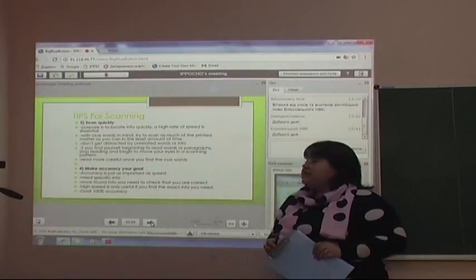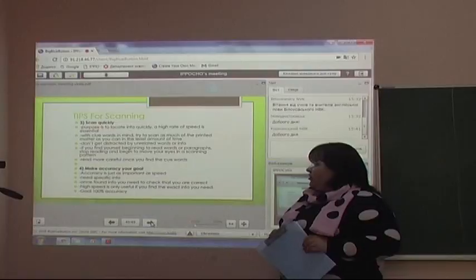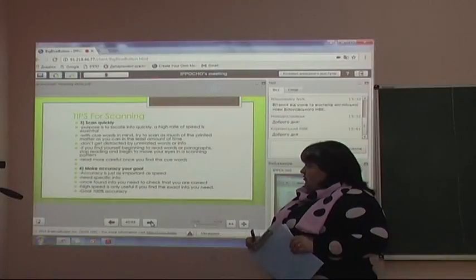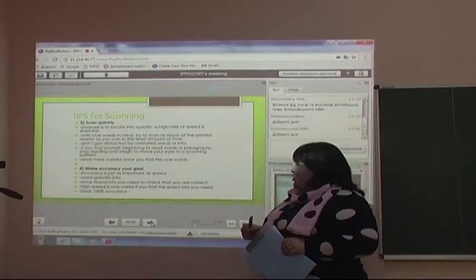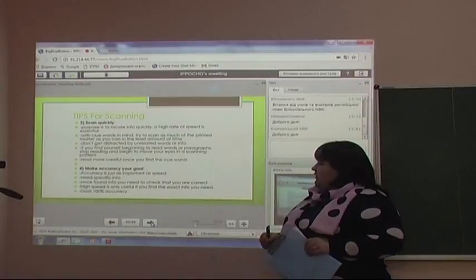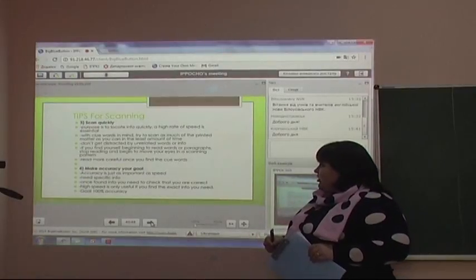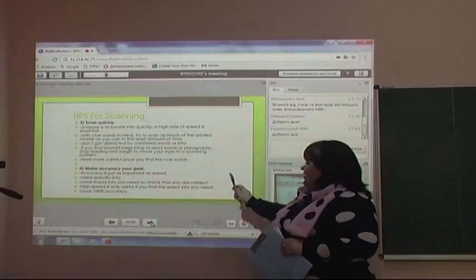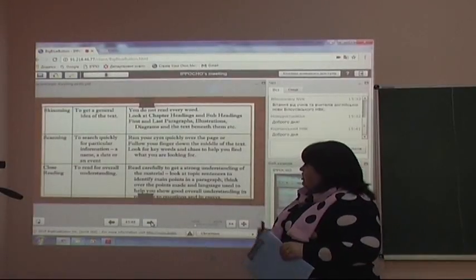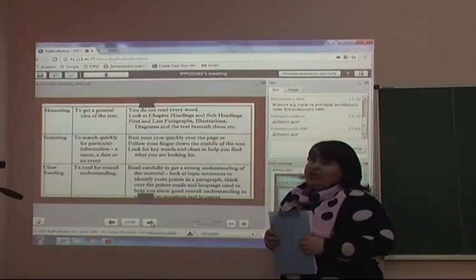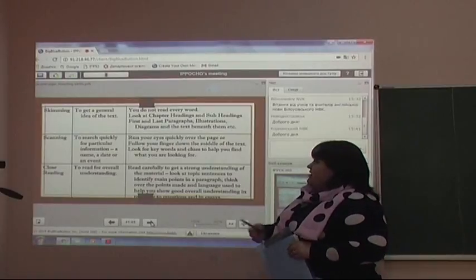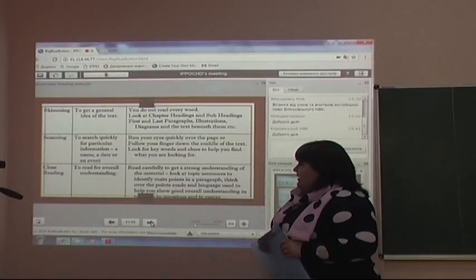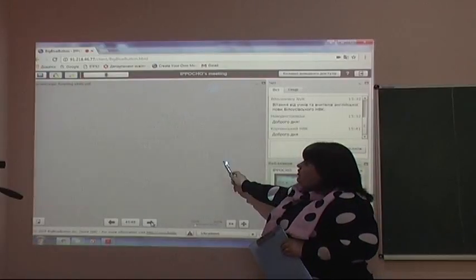And the last tip is to make accuracy your goal. Accuracy is just as important as speed. You need specific information. Once you have found the information, you need to check that you are correct. High speed is only useful if you find the exact information you need. Good, 100% accuracy. So here you can see the benefits of skimming and scanning, and how close reading can be boring, but it's also very important, though not for the testing.